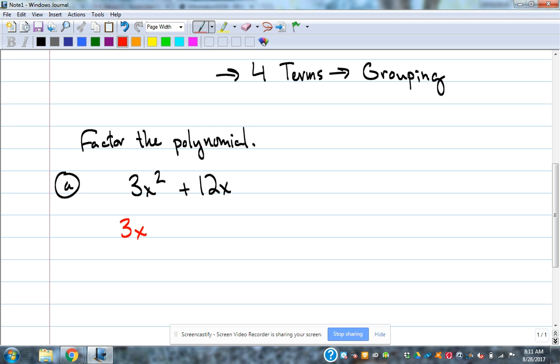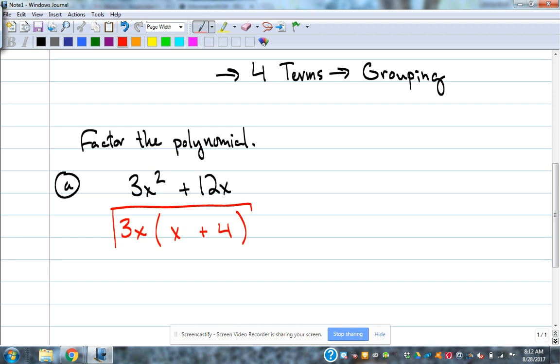So 3x would be our GCF. The key here is what's left in the parentheses. What times 3x would get me 3x squared? 1x. What times 3x would get me 12x? Plus 4. That's what's left in the parentheses. Then we look at the parentheses and make sure it won't factor any further. Is there anything that x and 4 have in common? No. Is that a difference of squares? Well, it's got a square number, but it doesn't have a square on the x, and there's not a minus sign in the middle, so we know we're done.